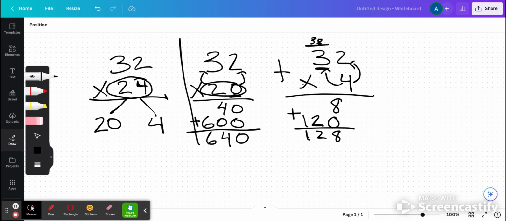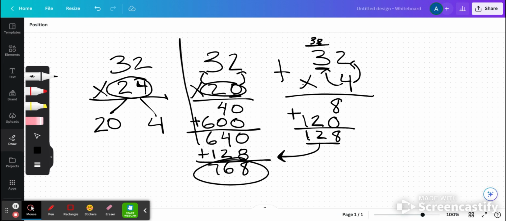The last step in the strategy is we have to add both these parts together. So I'm just going to take that 128 and I'm going to shift it over here and write plus 128 right underneath. And we're just adding those. So we get 8, we get a 6, and we get a 7. So 32 times 24, here's our answer, 768. So let's go ahead and take a look at one more example together.